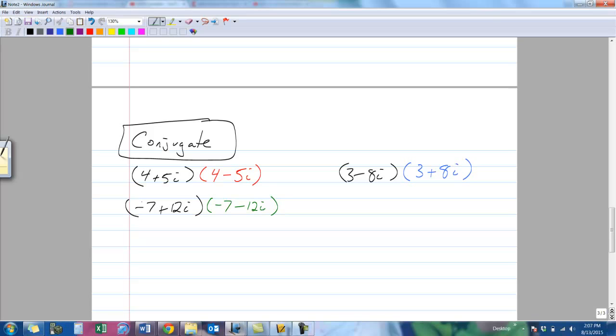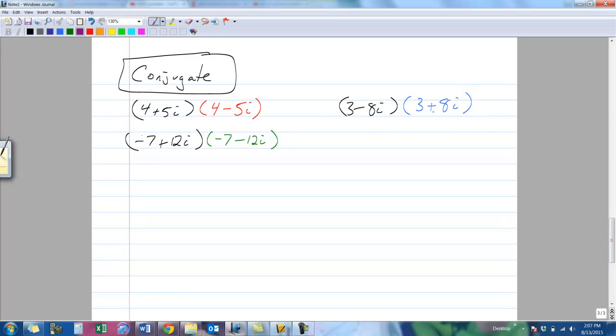Conjugate only affects the plus or minus. It has nothing to do with the first term's positivity or negativity, or its sign, I should say. It's just plus becomes minus, minus becomes plus. Both terms remain the same otherwise. Now, that's going to help us divide. I kind of lied. I guess there's this other section too, but there's only one example.